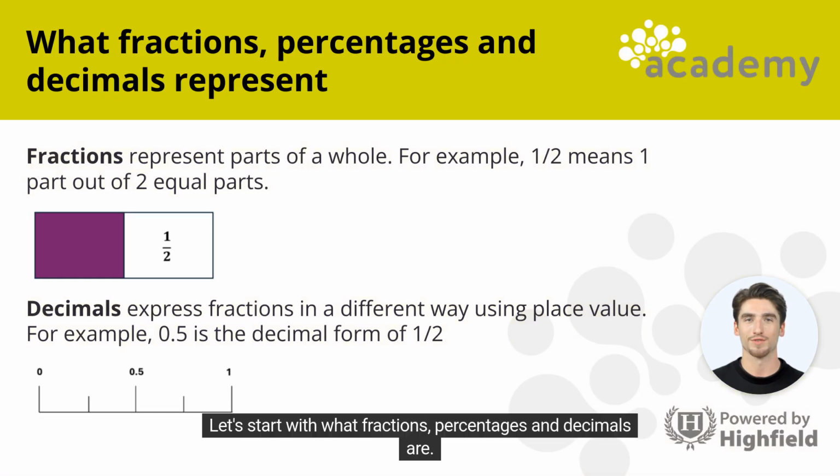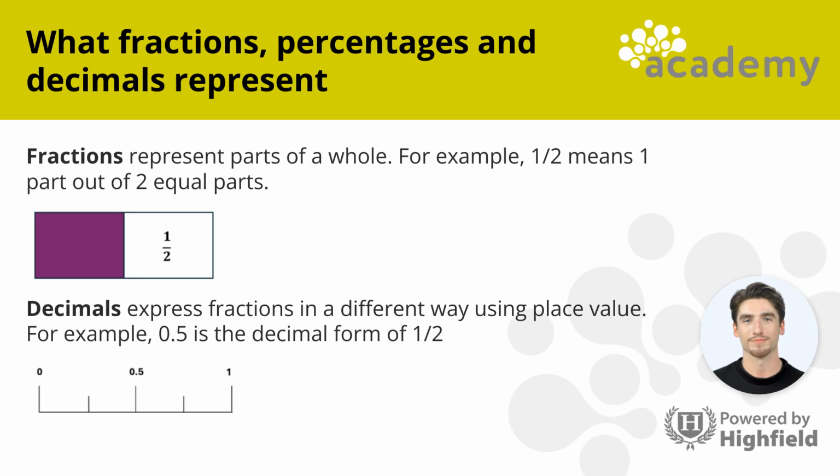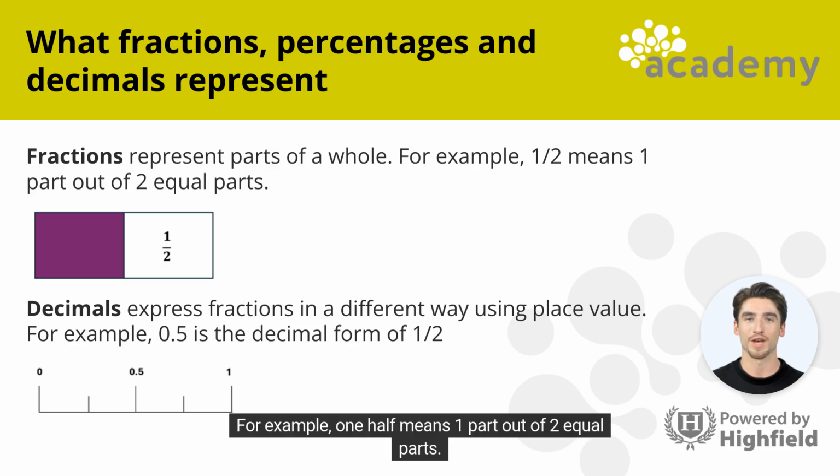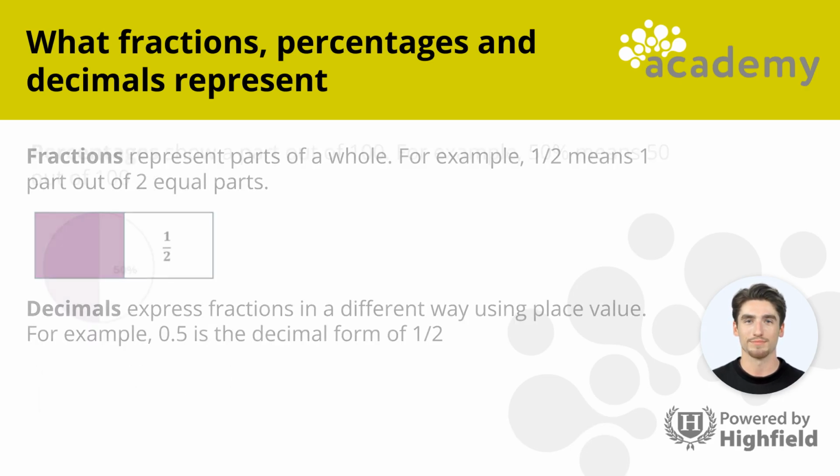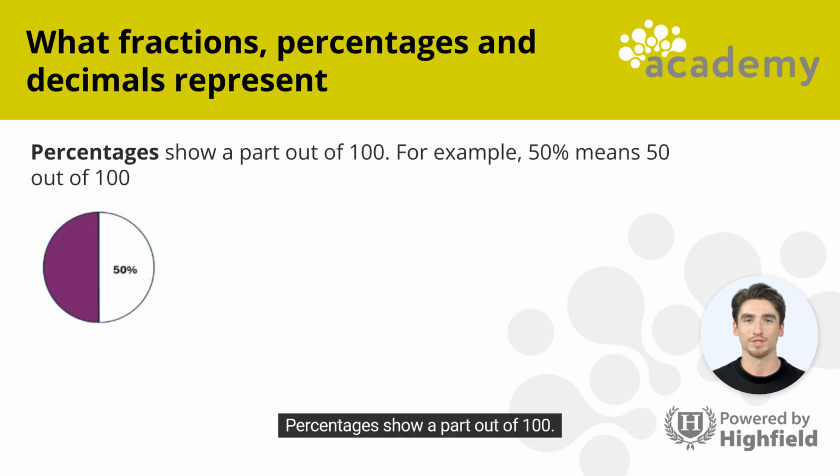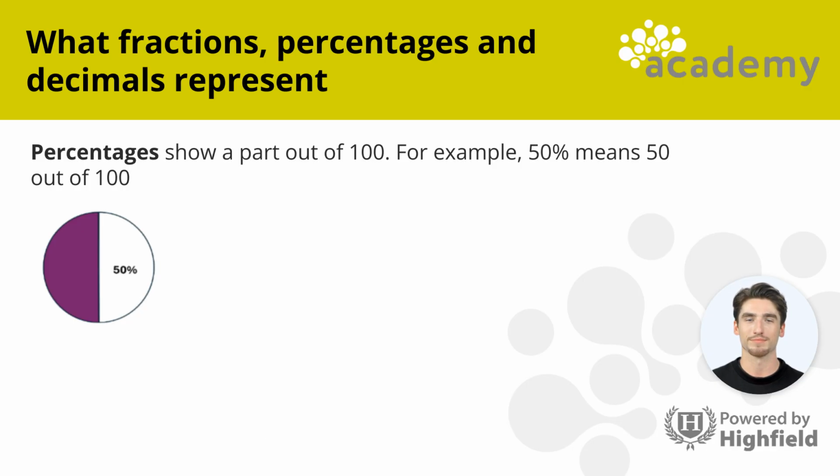Let's start with what fractions, percentages, and decimals are. Fractions represent parts of a whole. For example, 1/2 means one part out of two equal parts. Decimals express fractions in a different way using place value. For example, 0.5 is the decimal form of 1/2. Percentages show a part out of 100. For example, 50% means 50 out of 100.